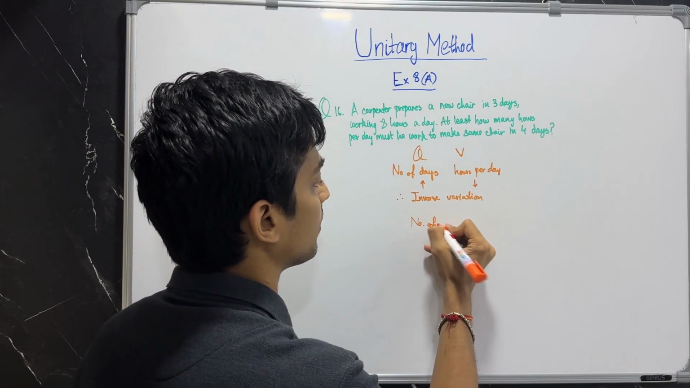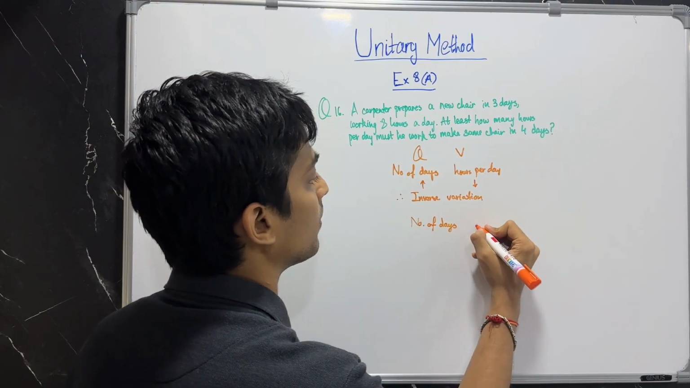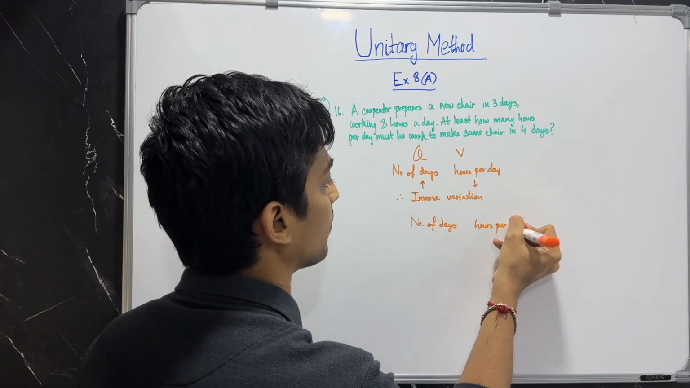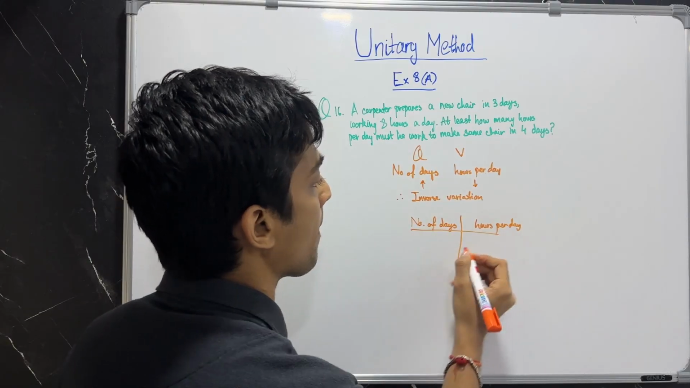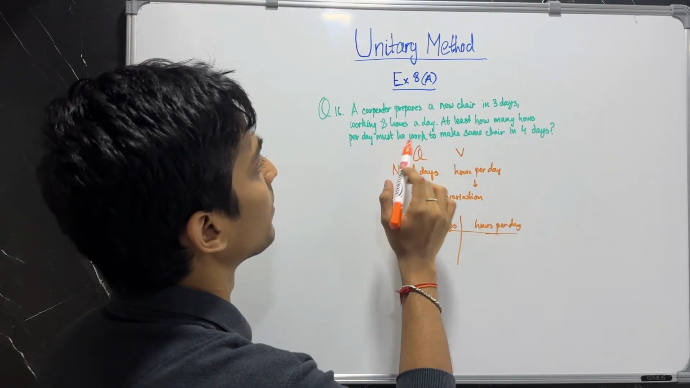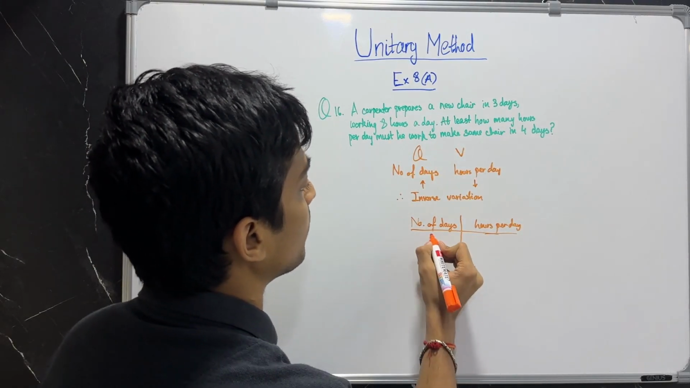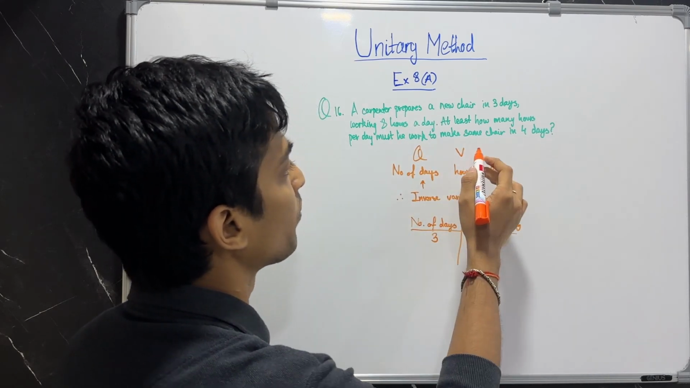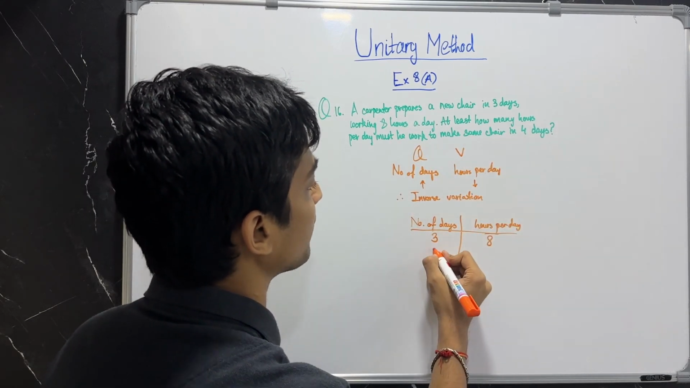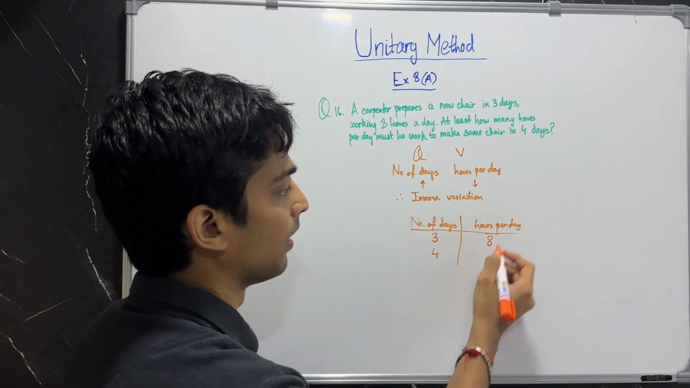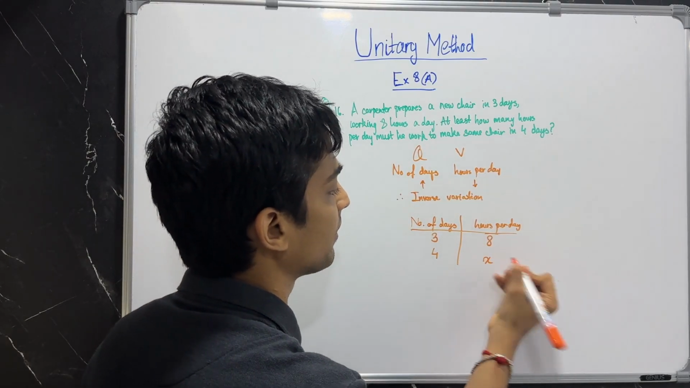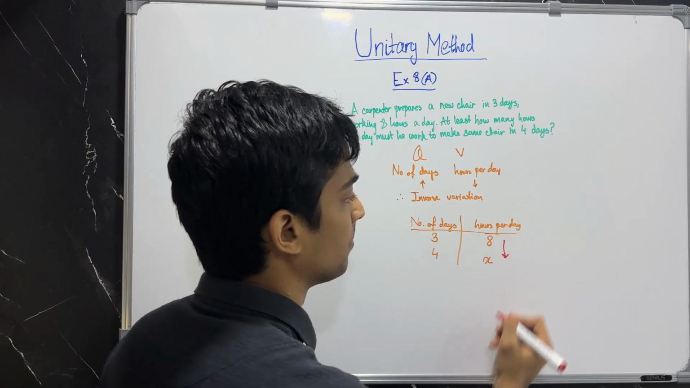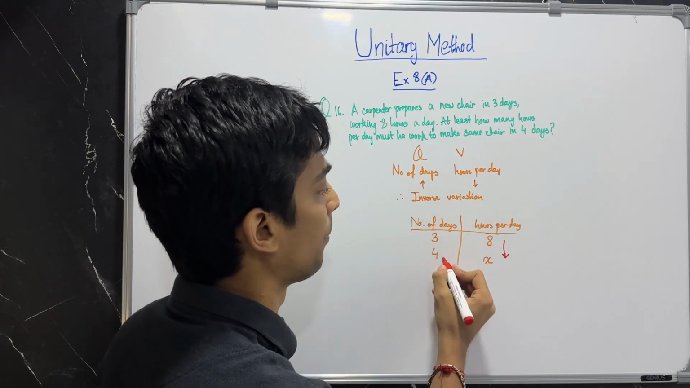Number of days, hours per day, in first scenario, for 3 days, he works 8 hours per day, and we want to find for 4 days how many hours per day he has to work. So let's call it x. Again the same thing, downward arrow over here, and since it's inverse, opposite arrow here.